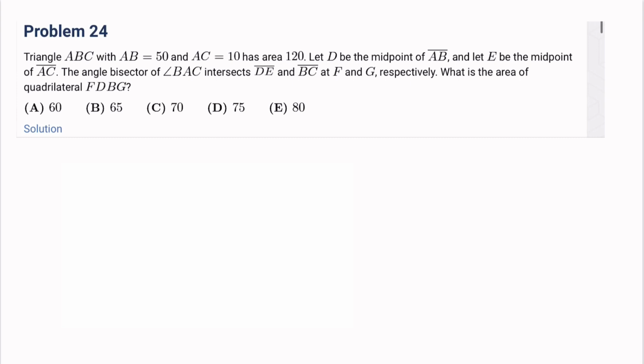Let D be the midpoint of AB and let E be the midpoint of AC. The angle bisector of angle BAC intersects DE and BC at F and G respectively. What is the area of quadrilateral FDBG?